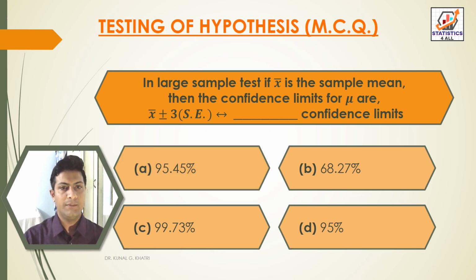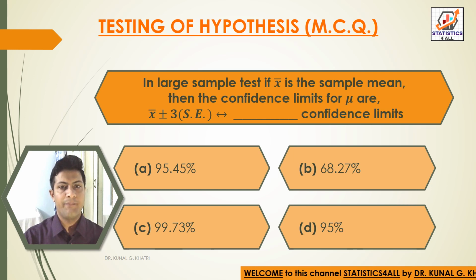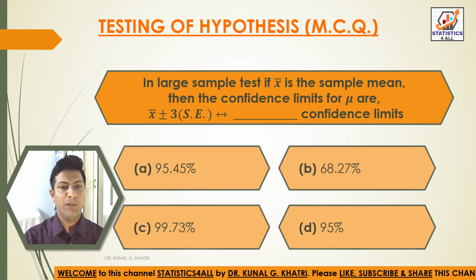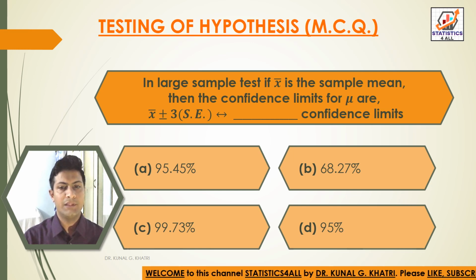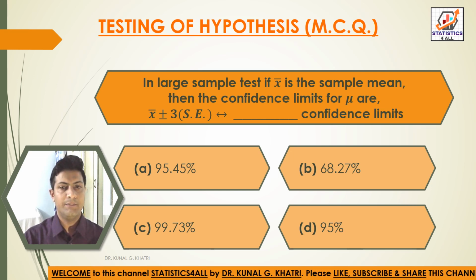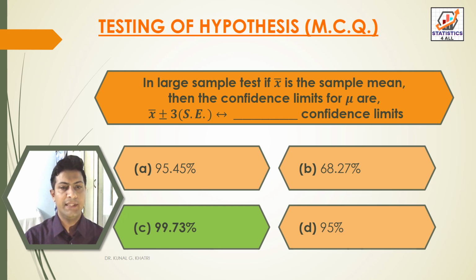Next question. In large sample test, if x bar is the sample mean, then the confidence limits for mu are x bar plus or minus 3 into standard error gives dash confidence limits. Option A 95.45%, option B 68.27%, option C 99.73%, option D 95%. So here we have answer option C, that is 99.73%.